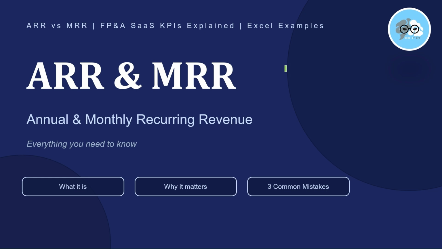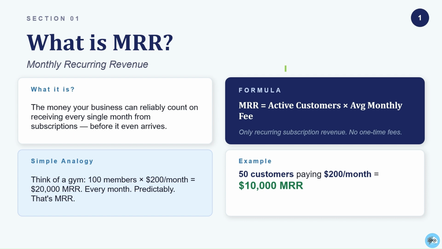In today's video, we are going to learn about FP&A SaaS KPIs, that is ARR and MRR. In these two KPIs, we are going to learn about what it is, why it matters, and the three top common mistakes which one can make. So let's get started. What is MRR?